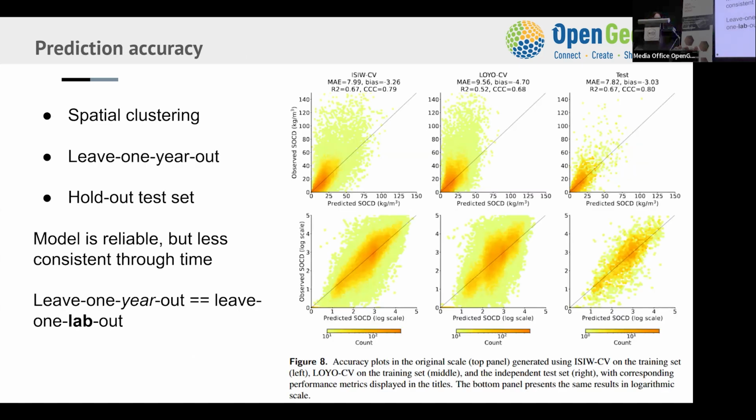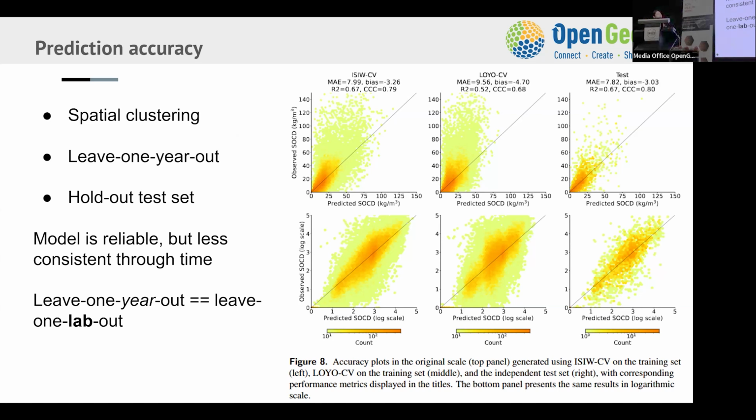But before that, we need to make sure our model is reliable, or say accurate. So we did 3 types of model evaluation here. The first is the inverse sampling intensity weighted cross-validation, that's the first column you see. We do that because we have clustered soil organic carbon density data, so we have to take that into consideration when evaluating it.